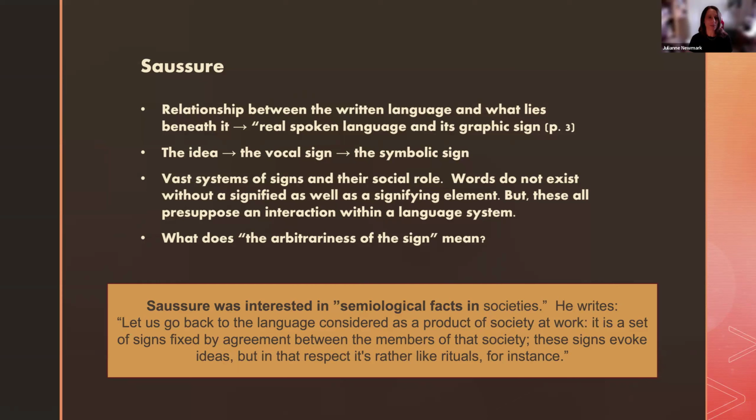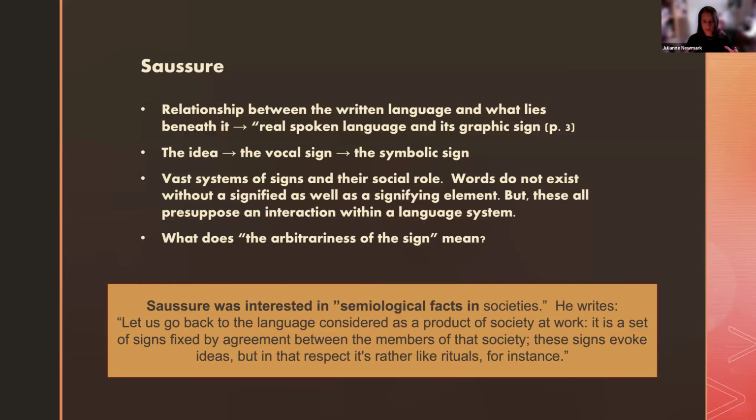My first bullet point here reads, the relationship between the written language and what lies beneath it, real spoken language and its graphic sign, is what we are mainly concerned about here today, within the larger umbrella of semiotics. You may or may not have heard of semiotics before, but I know we have students in this class from our three major areas, creative writing, rhetoric and writing, and literary studies, and we have students from outside of our department. So some of you may have come across semiotics in your studies before now. Maybe you've taken linguistics and you've come across it. Some of you may not have.